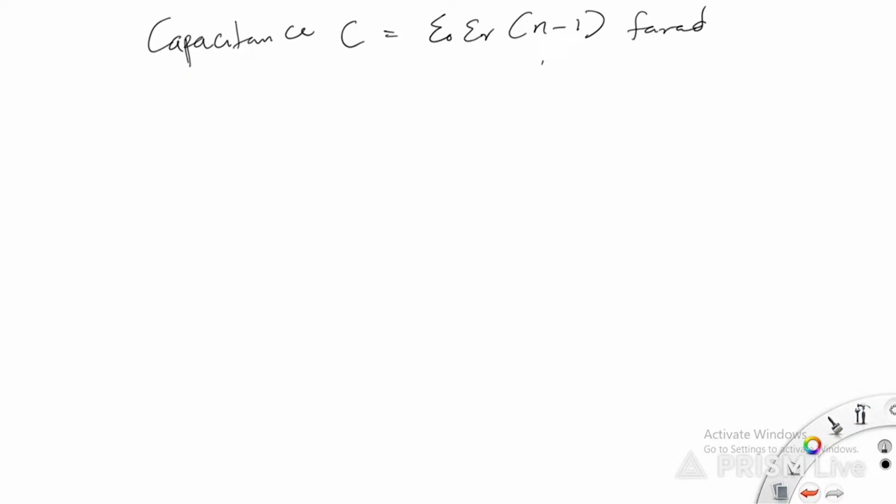When you're given, let's say, N is equal to 19, then C is equal to the constant, multiplied by E_r depending on what you're given, and 19 minus 1. Your capacitance C will now be the value of E naught multiplied by the value of E_r multiplied by 18. Hope you understand what I'm driving at. So let's now proceed to an example.